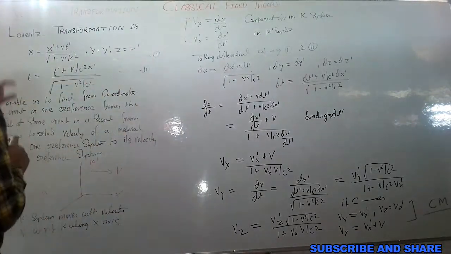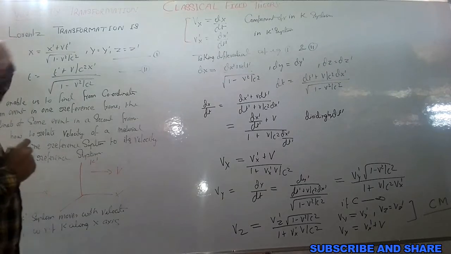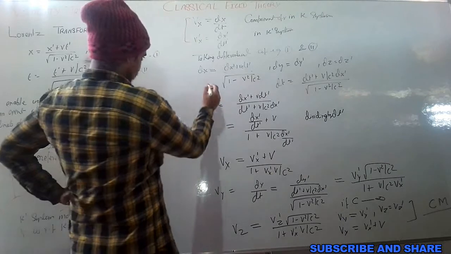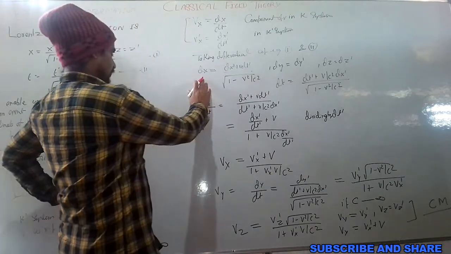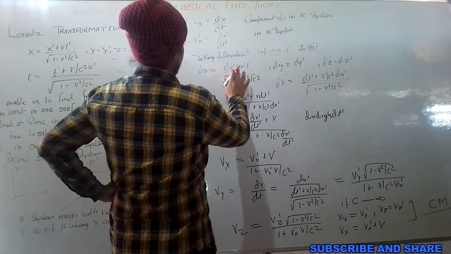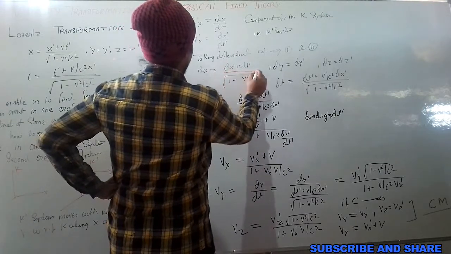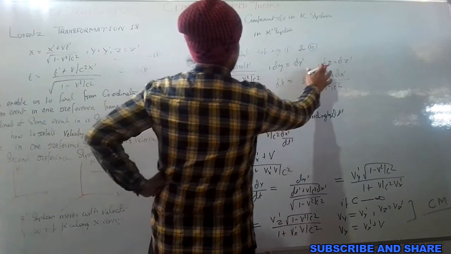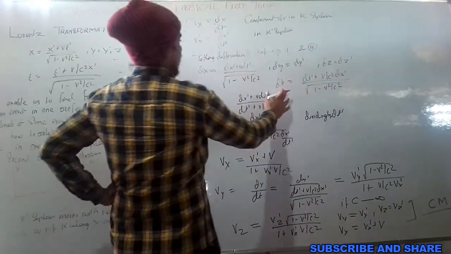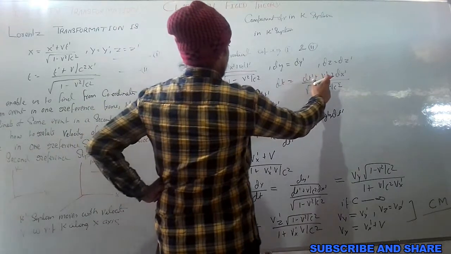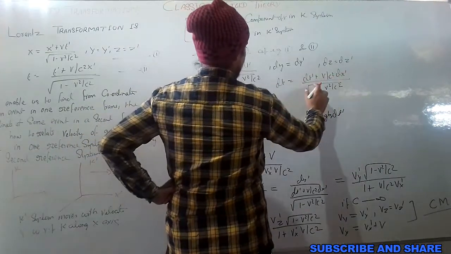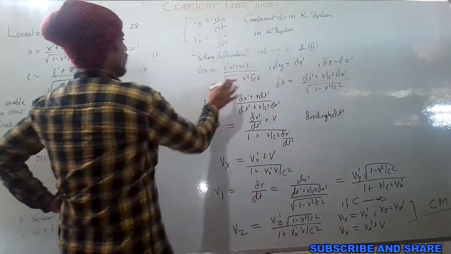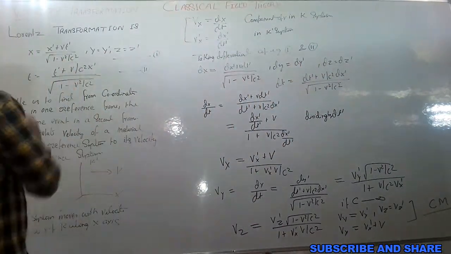Now we write this Lorentz transformation in differential form. So when we write the Lorentz transformation in differential form, it will become dx is equal to dx dash plus v dt dash divided by root 1 minus v square by c square, dy is equal to dy dash, dz is equal to dz dash, and dt is equal to dt dash plus v by c square dx dash divided by root 1 minus v square by c square. This is called the differential form of the Lorentz transformation.